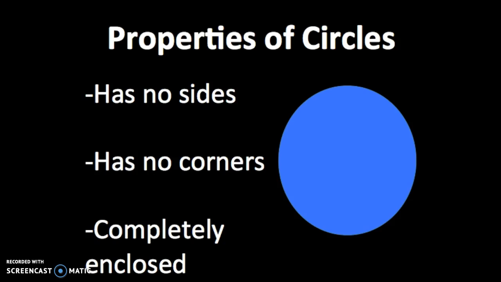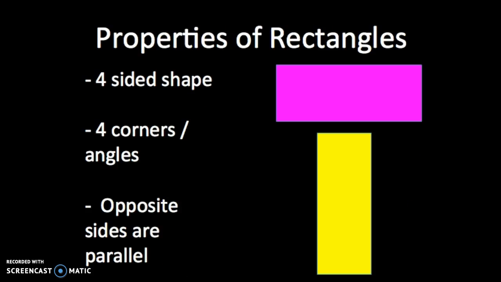The properties of circles are it has no sides, no corners, and it's completely enclosed. The properties of a rectangle are it's a 4-sided shape with 4 corners or angles, and the opposite sides are parallel.